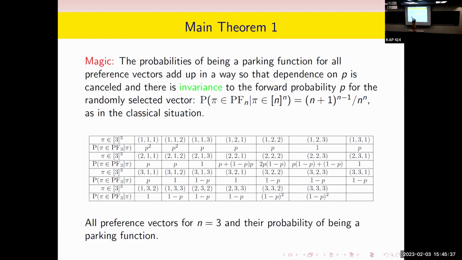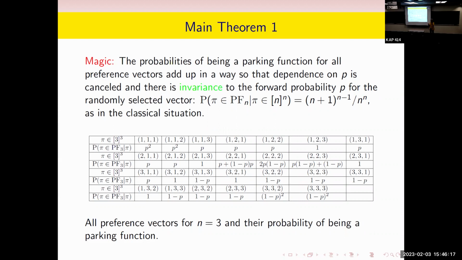Here I just listed, for n equals 3, the different probabilities for the 27 preference sequences being a parking function. When we add them up, it's exactly equal to this formula. If you add up all the numbers here, you will get 4 squared, which is 16. As you can see, for example, maybe this one, 2, 2, 1. In the classical situation, when the second car prefers spot 2, it will just drive forward to spot 3.